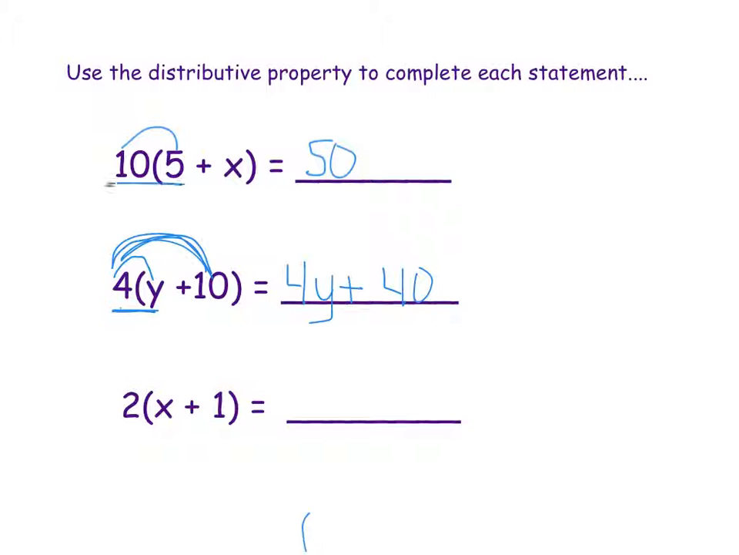All right, back up here. We did the 50. Now we have to, this dance guy has to go over here. So 10 times x is 10x. Here's my dancer. I'm going to go 2 times x is 2x. 2 times y is 2y.